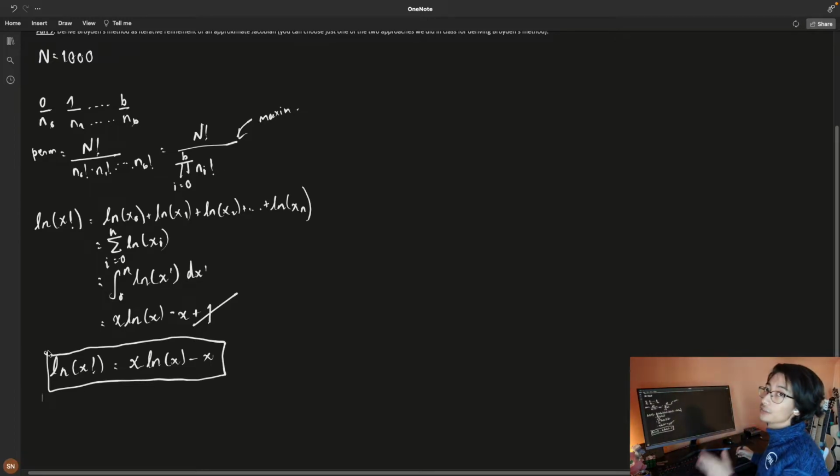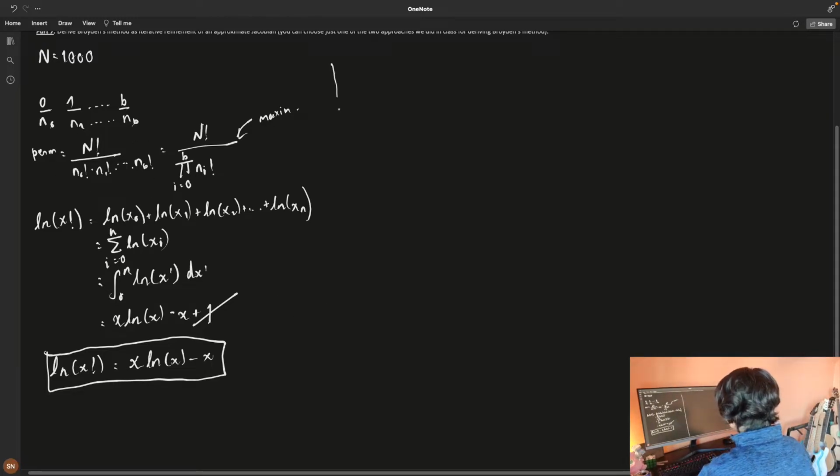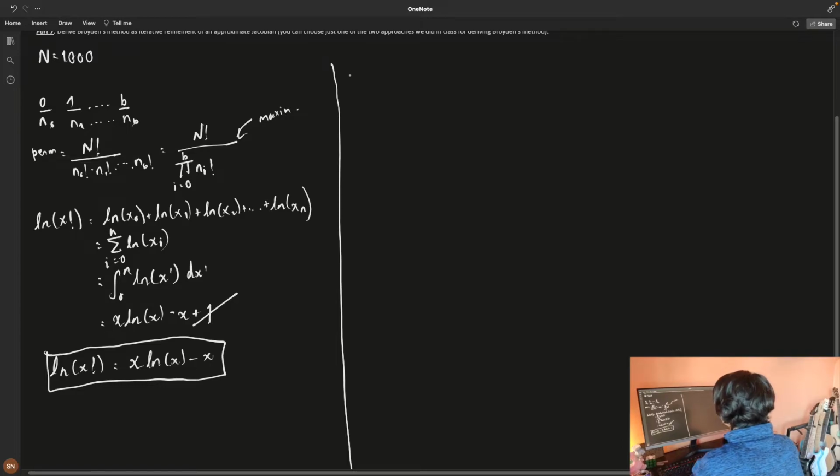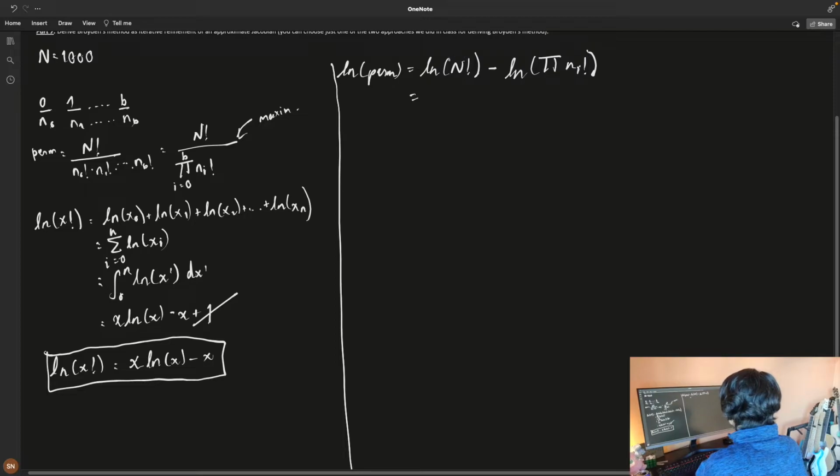Now let's take a look at how we can use this in our permutation formula. So right here, if we take the natural log of our permutation, natural log of perm, what we get is the natural log of n factorial minus the natural log of the product of ni factorial. So we can use Stirling's approximation on this one, and essentially what we get is n times natural log of n minus n.